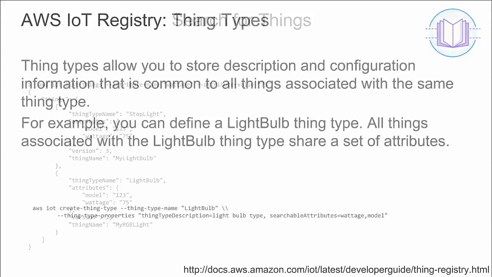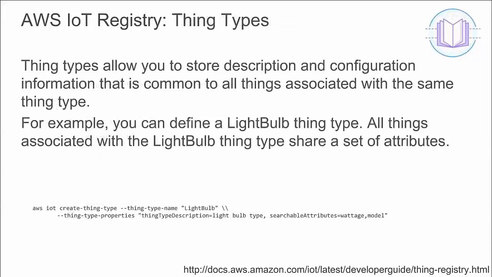So you can create prototypes for particular classes of thing and define some or all of the schema that is required each time you create a thing. The thing registry simplifies down the process of creating metadata stores associated with physical devices.